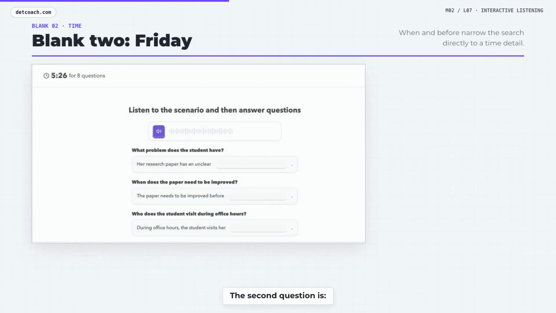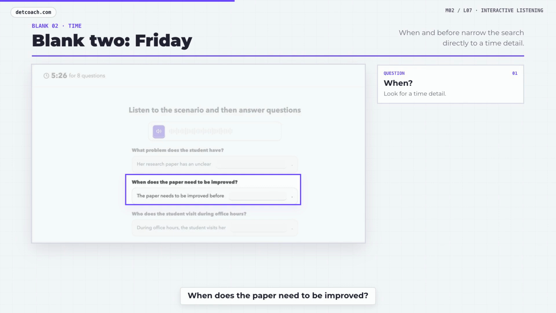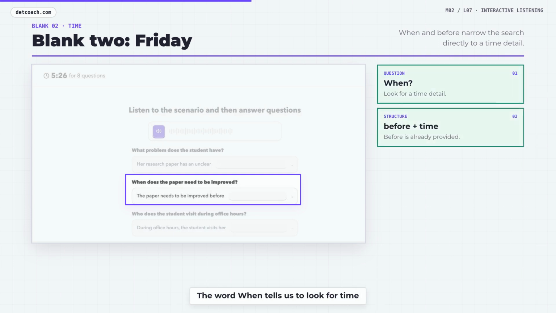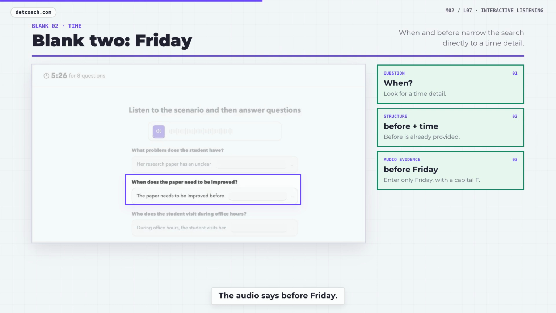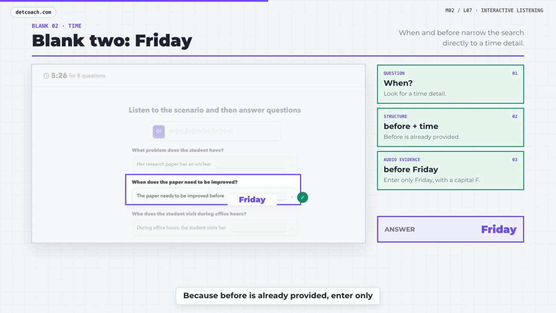The second question is, when does the paper need to be improved? The sentence to complete is, the paper needs to be improved before blank. The word when tells us to look for time information. The audio says before Friday. Because before is already provided, enter only Friday in the blank, and remember to capitalize the first letter.